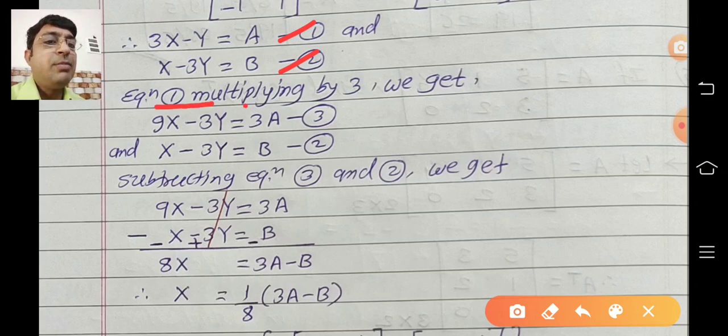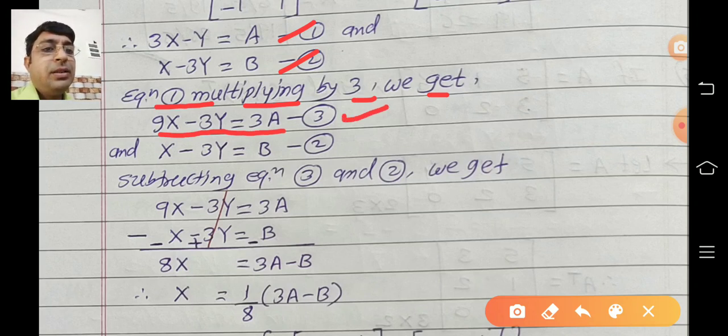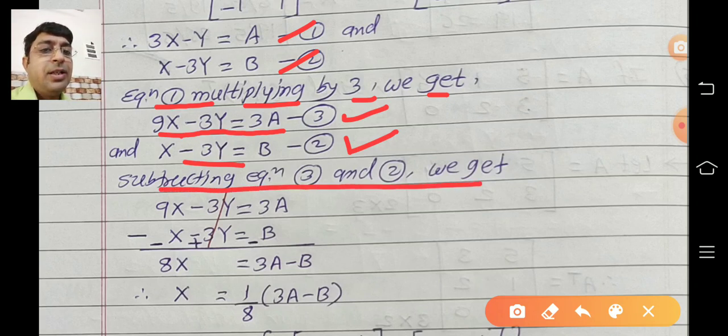So equation 1 multiplied by 3, we get 9x minus 3y is equal to 3a. Equation number 3, compare with equation number 2, which remains as it is: minus 3y. Same sign is there. So subtracting equation 3 and 2, we make the subtraction. Here change the sign, minus plus and here minus. Minus 3y plus 3y cancel, 9x minus x, that is 8x is equal to 3a minus b.